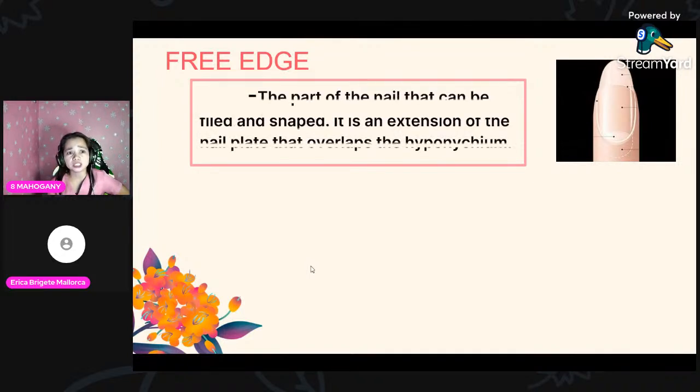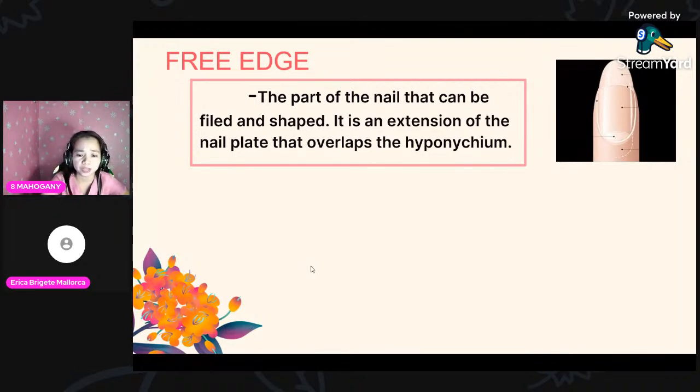So free edge, the part of the nail that can be filed and shaped. Then, it is an extension of the nail plate that overlaps the hyponychium. Okay po. So, nakita nyo kanina kung saang part po yon of the nail, makikita yung free edge. Okay po. Napapansin nyo yon? Okay.